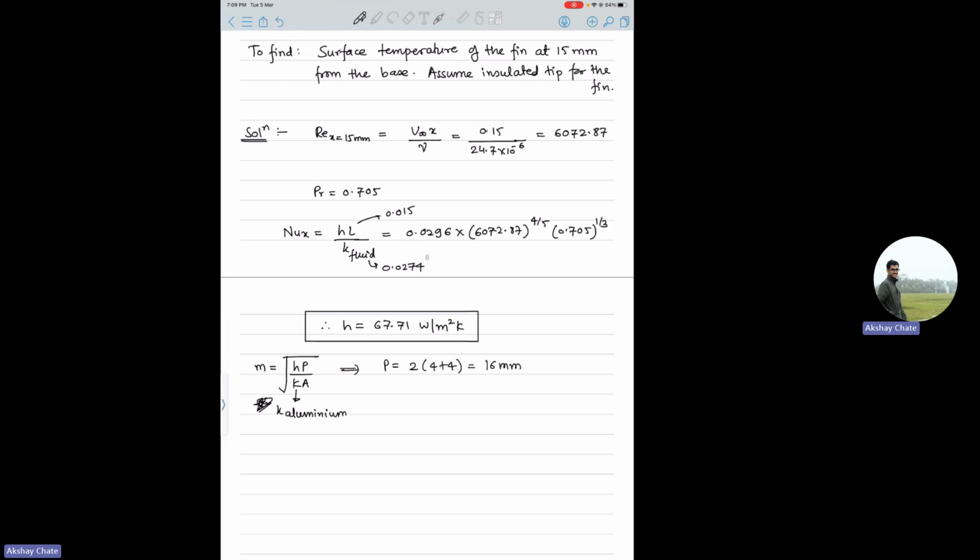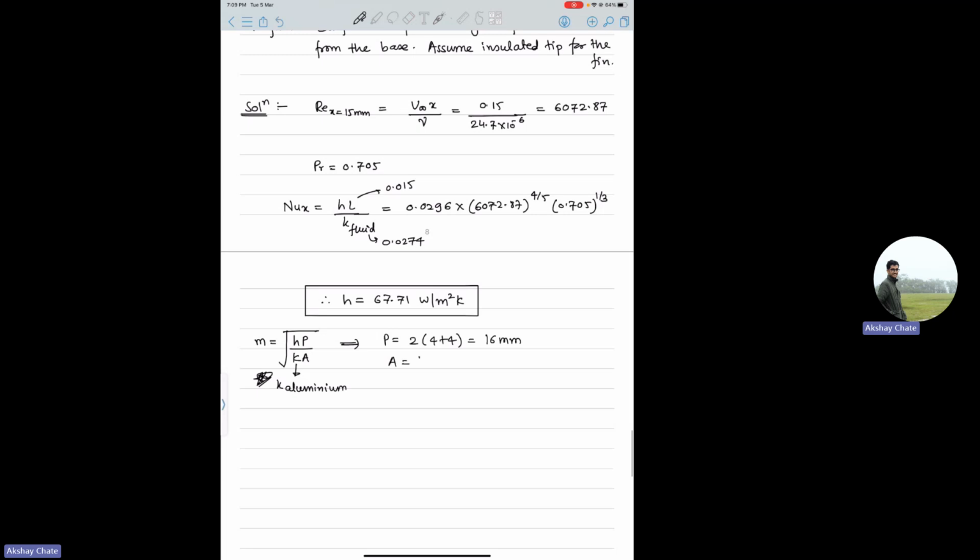And your cross sectional area will be 16 mm square. Now you already know h, k is also given in the question, which is 200 for aluminium, and you can get the value of m, and m comes out to be 18.99 per meter. I am writing meters here because otherwise, if you just write m, people may get confused with the m on the LHS.